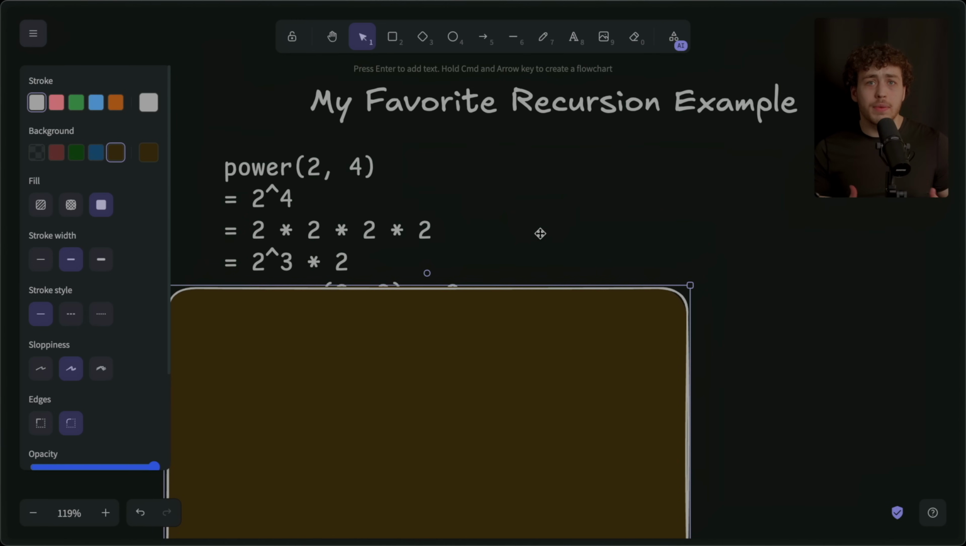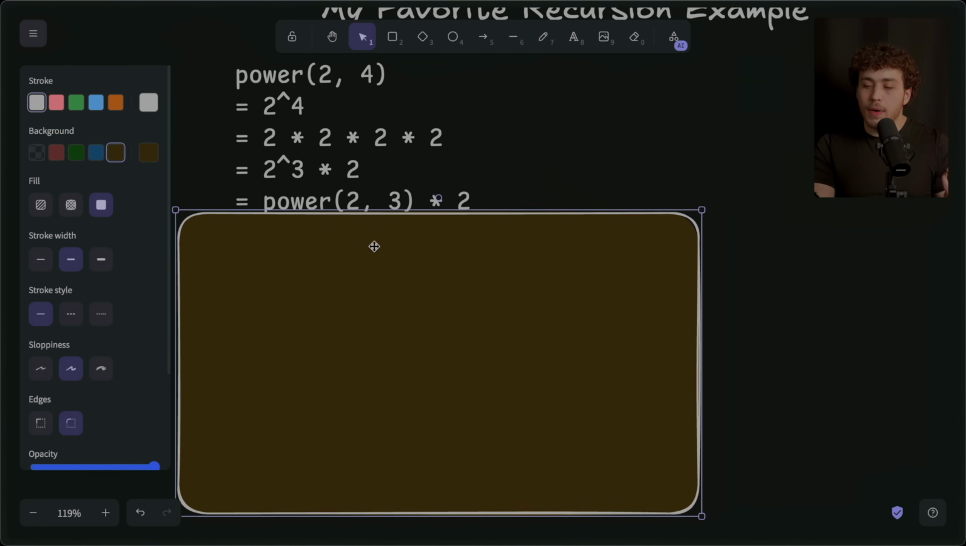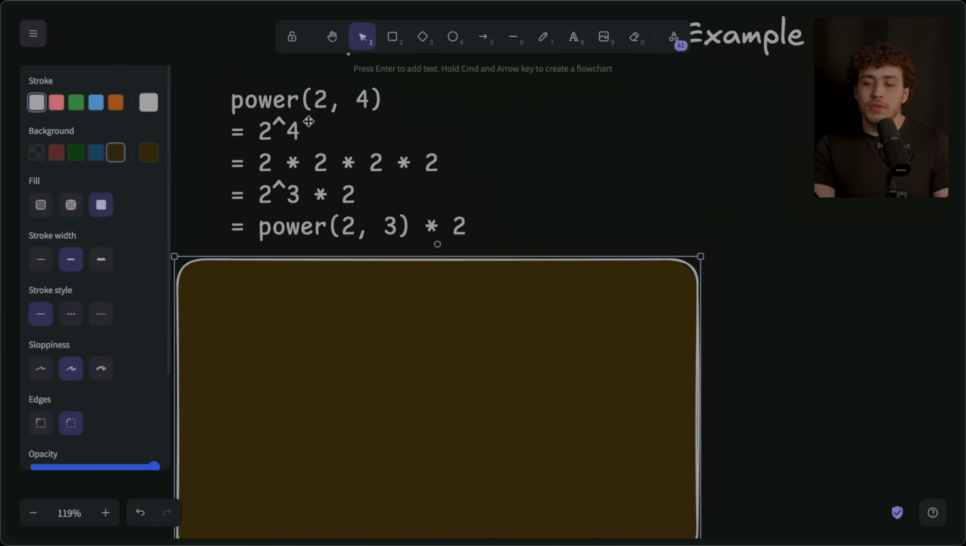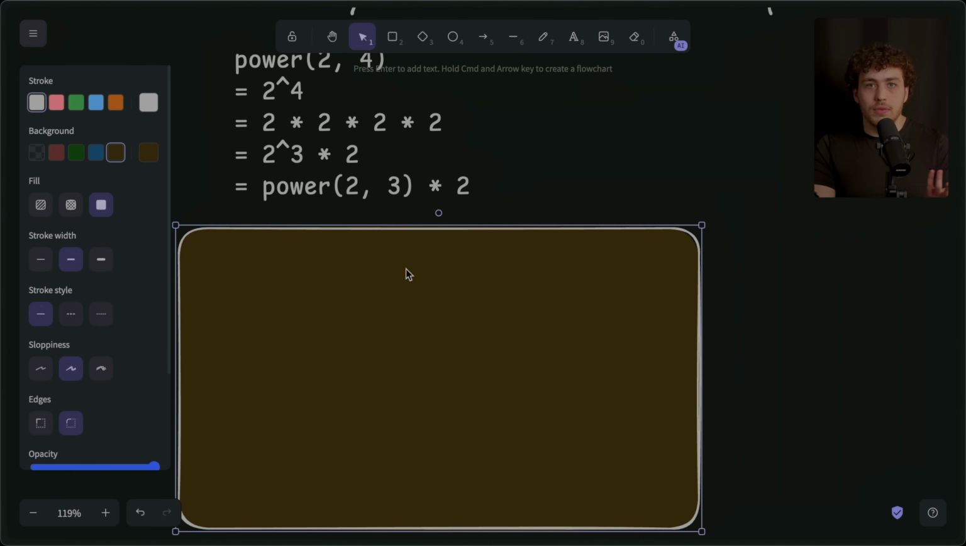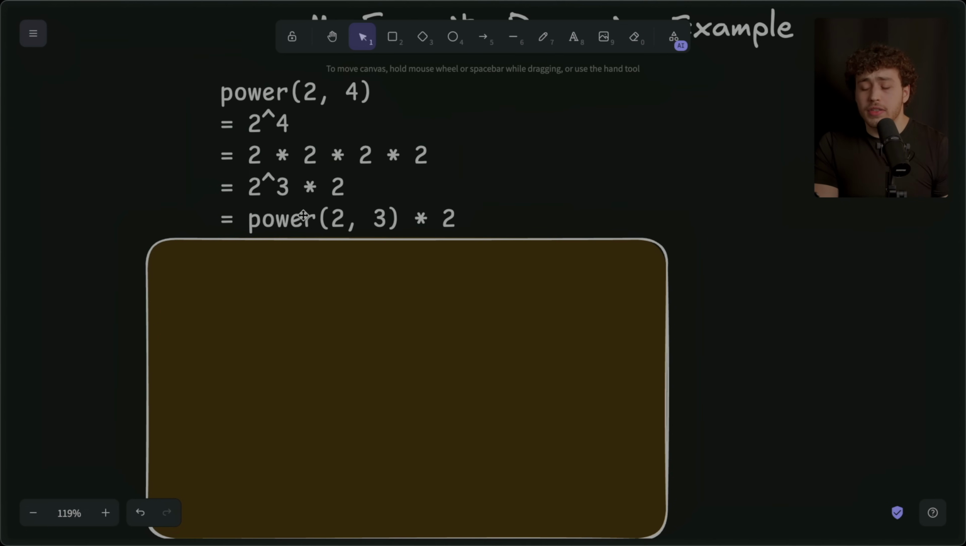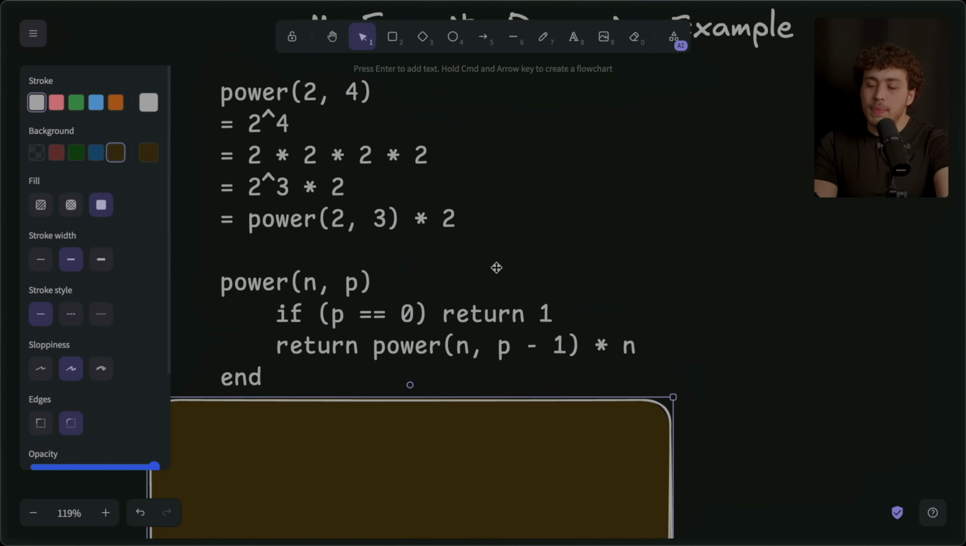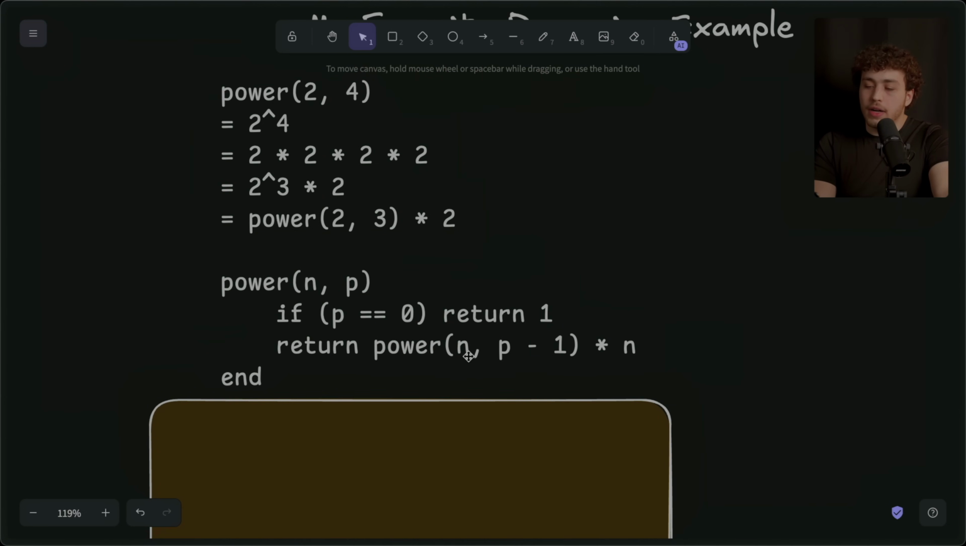And you can probably already see where this is going, because what this really is saying is 2, which is this, times 2 to the 3rd, which is power 2, 3. And then what we can do down here is say power 2, 3 times 2 is equal to 2 to the 4th, or power 2, 4. And this is basically how the recursion works. It's basically just taking our function and making it smaller, if that makes any sense, and just going down the chain. And the actual code for this would be power n, p, and then we're just returning power n, p minus 1 times n, like we showed above.